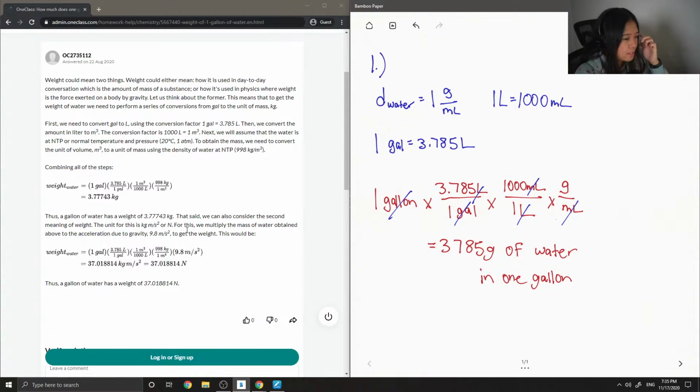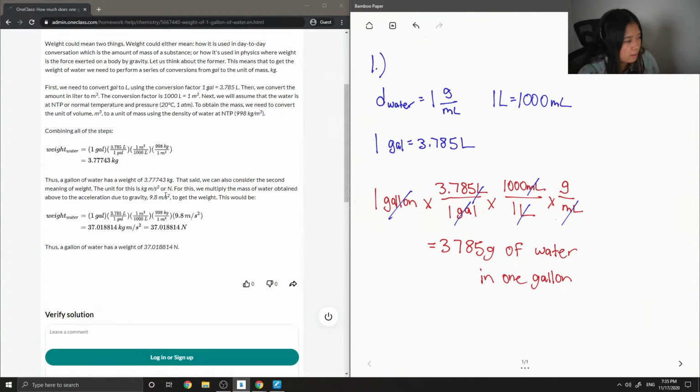So they have that their density is 998 kilograms per meter cubed. Combining all the steps, they got 3.77743 kilograms. It's pretty much the same. Thus, a gallon of water has a weight of 3.77743 kilograms. That said, we can also consider the second meaning of weight. The unit for this is kilogram meters over second squared, or N. For this, we multiply the mass of water obtained above by the acceleration due to gravity to get the weight.